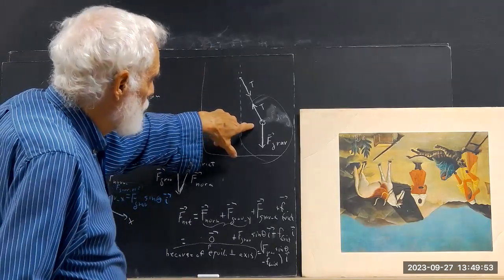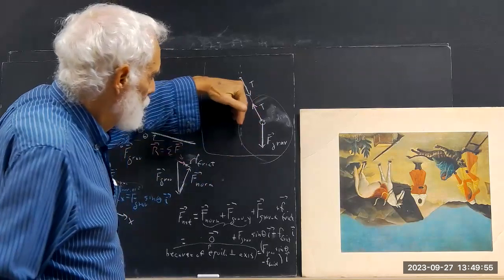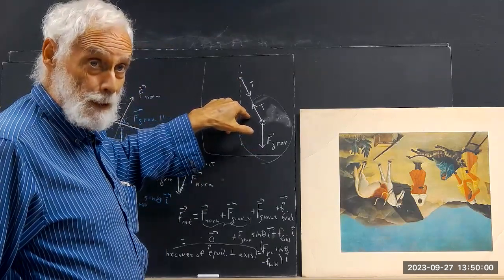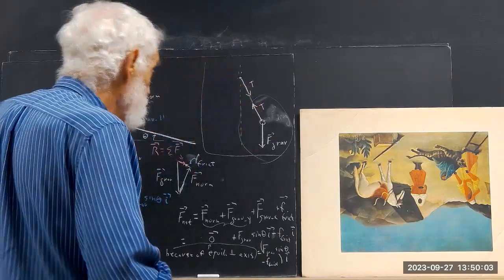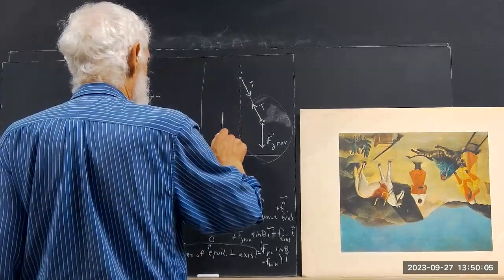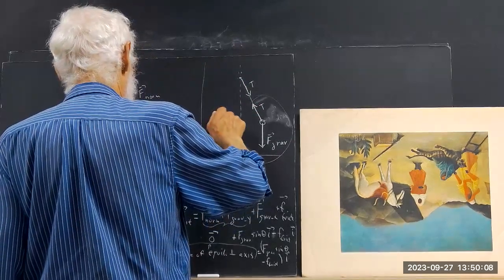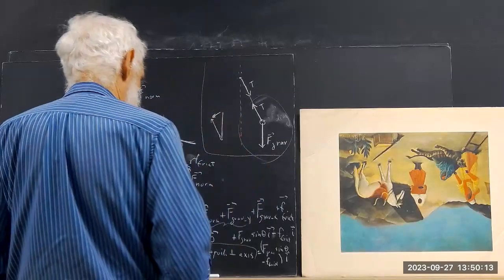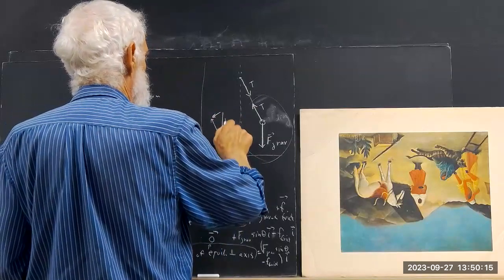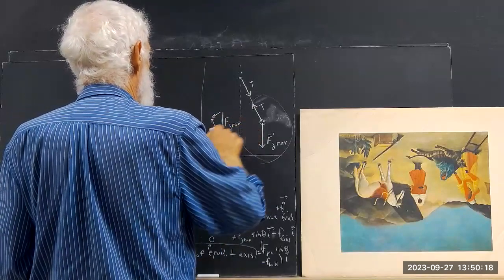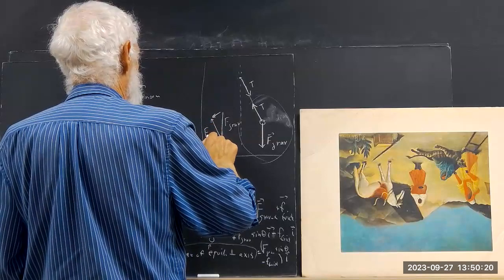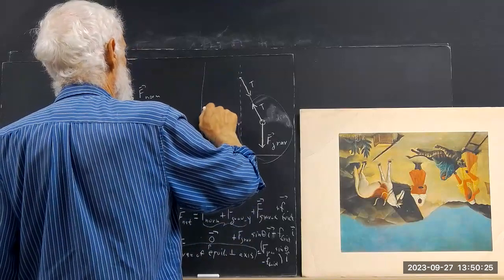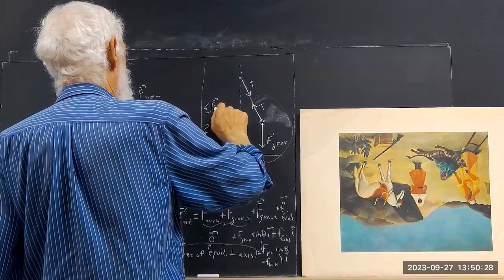Okay, unless the string's vertical, these things can't be equal and opposite, so they can't be in equilibrium, right? And clearly, if you put these forces together, you get a result here. Force and tension. And the sum of all your forces is here.